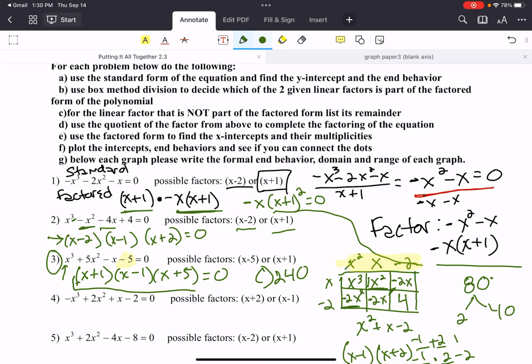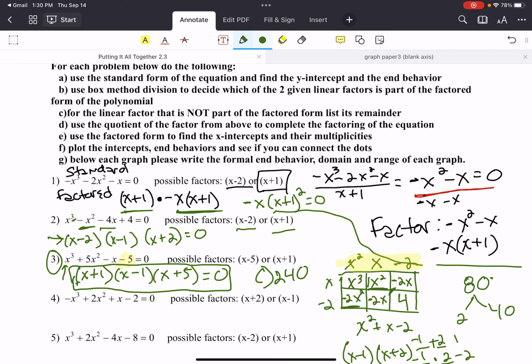So do you see how this is how I know that it's a completely factored polynomial, because of our fundamental theorem of algebra. X cubed means 3 x's being multiplied, right? Okay, then use the factored form to find the x-intercepts and their multiplicities.